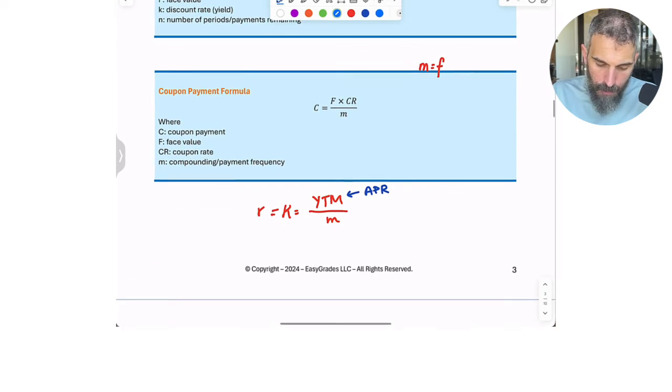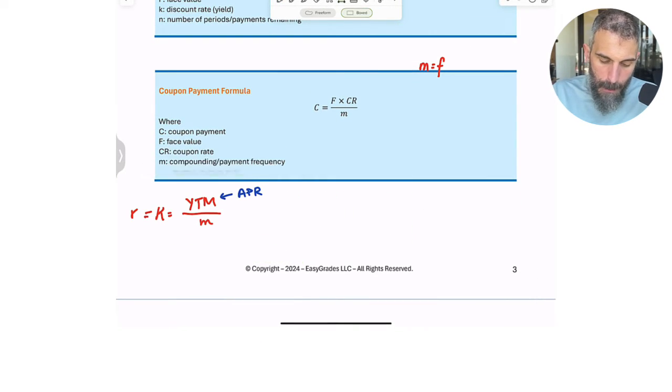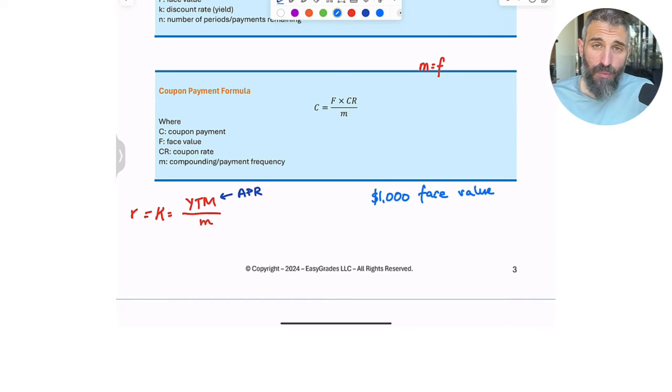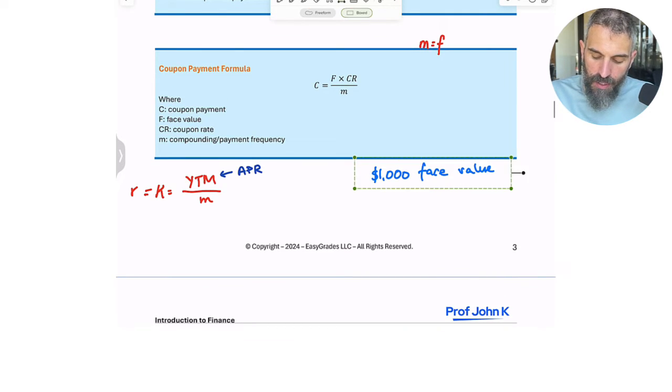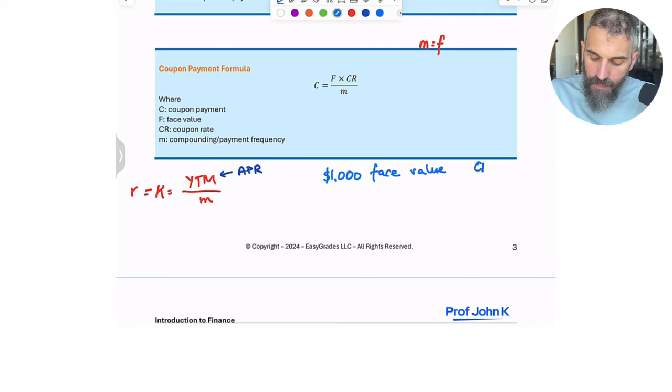So for example, okay, let's put this aside for a second. Let's say you have a $1,000 face value bond. And by the way, the default face value on a bond is 1,000. If ever you're reading a question and they just have not said what the face value is, assume that it's 1,000. So let's say you have a $1,000 face value bond with a coupon rate of 7%, and it's paid semi-annually. Okay, and let's say that just for the sake of this example, it has a 2-year maturity.